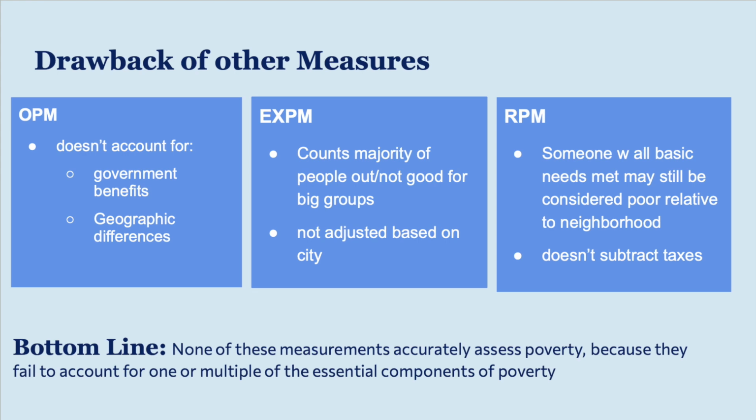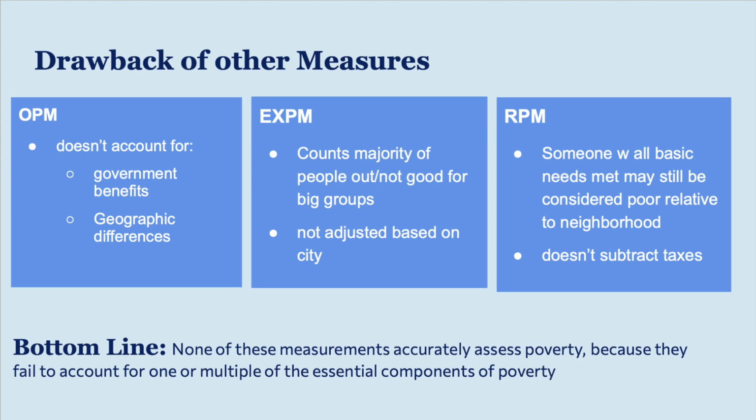Similarly, in places where the median income is low, someone can be above the 50% line and still be struggling, not being able to meet their basic needs. The RPM is also based on pre-tax income, not taking into account that money is going to be taken out and that it is not the true amount that someone is making.